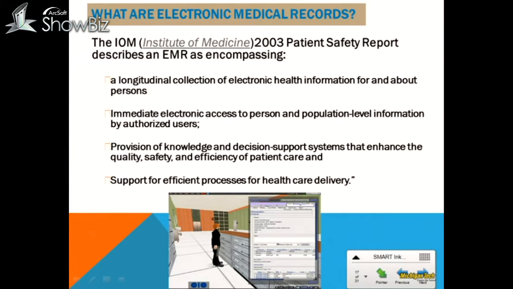Still not enough. We also need some provision of knowledge and decision support systems. That's also the key of the EMR, which enhances the quality, safety, and information of patient care. What's the decision support system? That means the computer can provide you some information so we can make some decision.